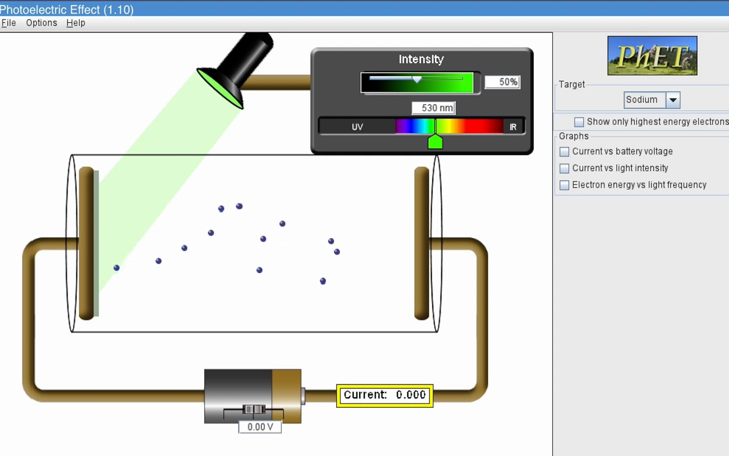So we can also change the work function. Who said we cannot change the work function? Let's change the work function. Let's go for zinc and see what would happen.